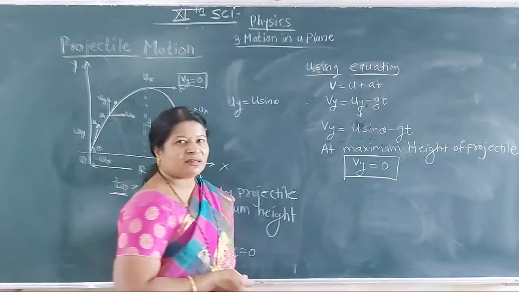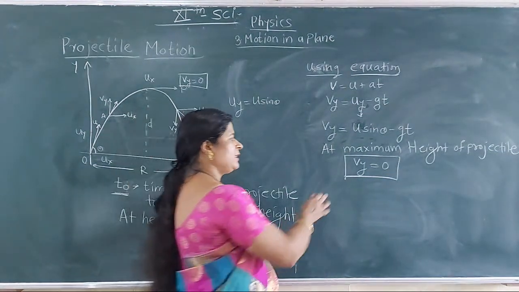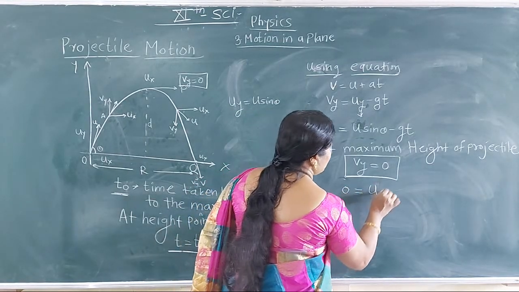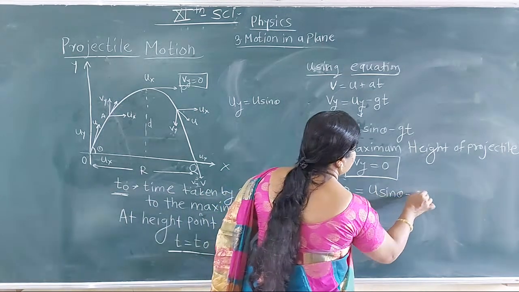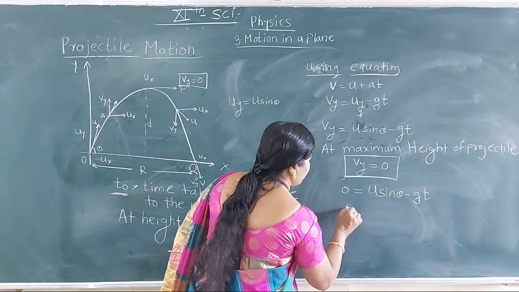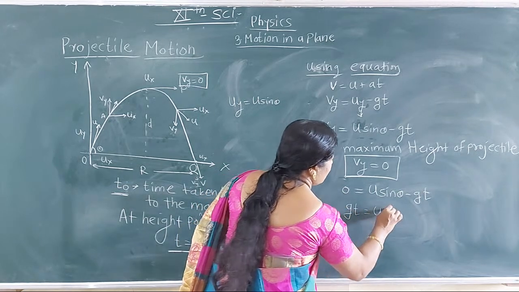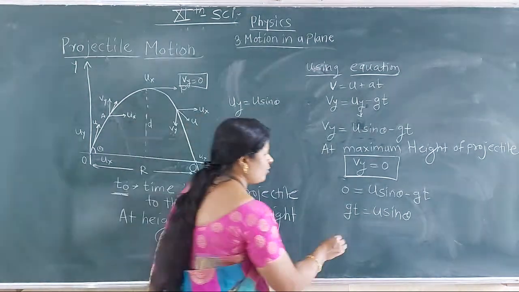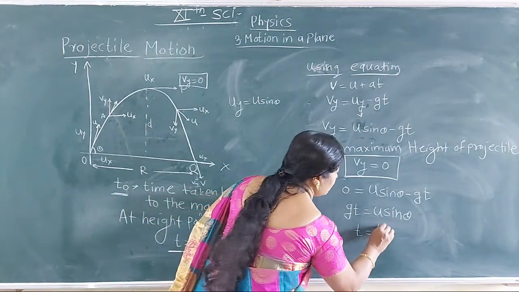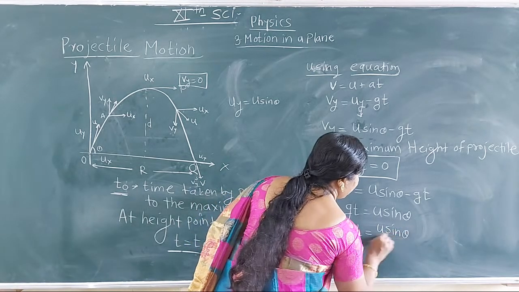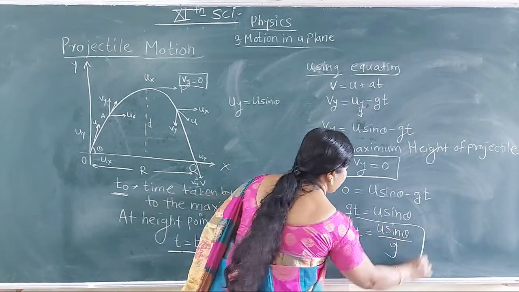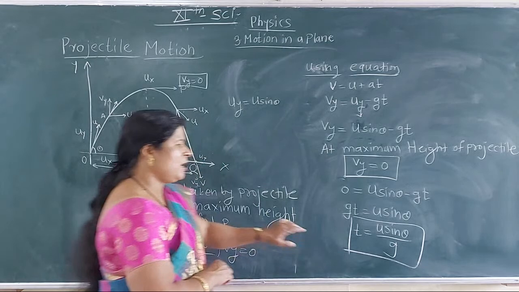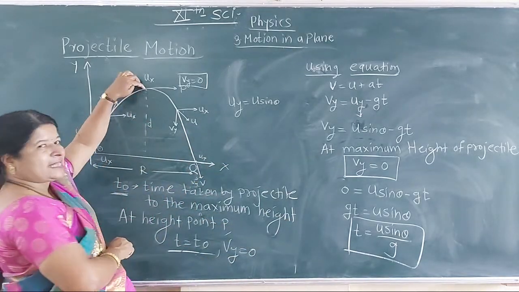After reaching maximum height, the velocity of the projectile is 0. Therefore we get the equation 0 is equal to u sin theta minus gt. So gt is equal to u sin theta, and we have to find the equation for t. Therefore t is equal to u sin theta divided by g. This is the time required for the projectile to reach maximum height.